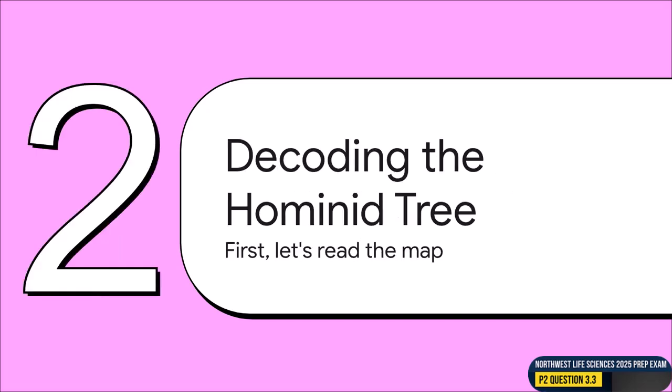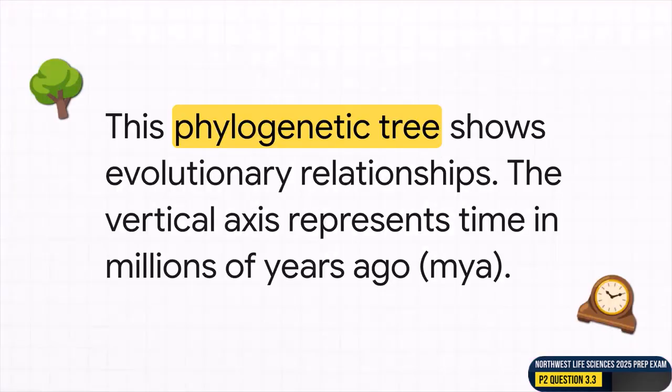You ready? Now, before we even think about looking at the questions, the single most important skill you need is knowing how to read this diagram. Seriously, think of it like an evolutionary treasure map. If you can't read the map, you're never going to find the treasure. And in our case, that treasure is a whole lot of marks. It really is simpler than it looks.